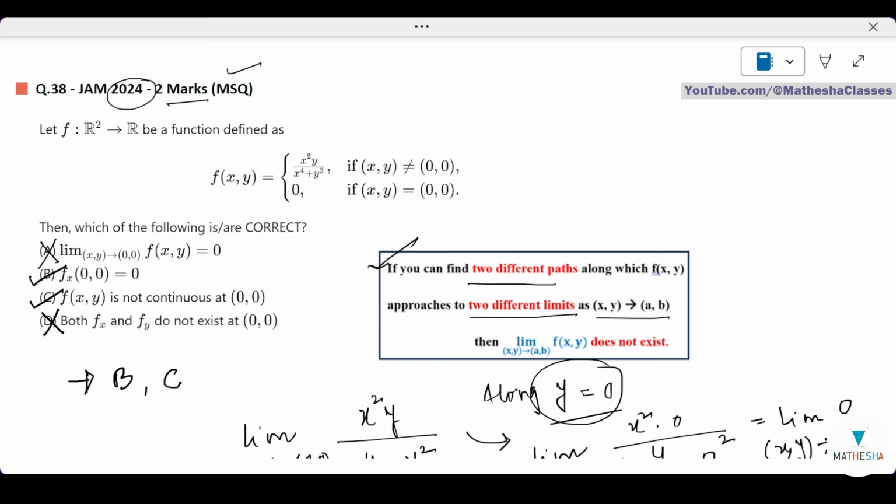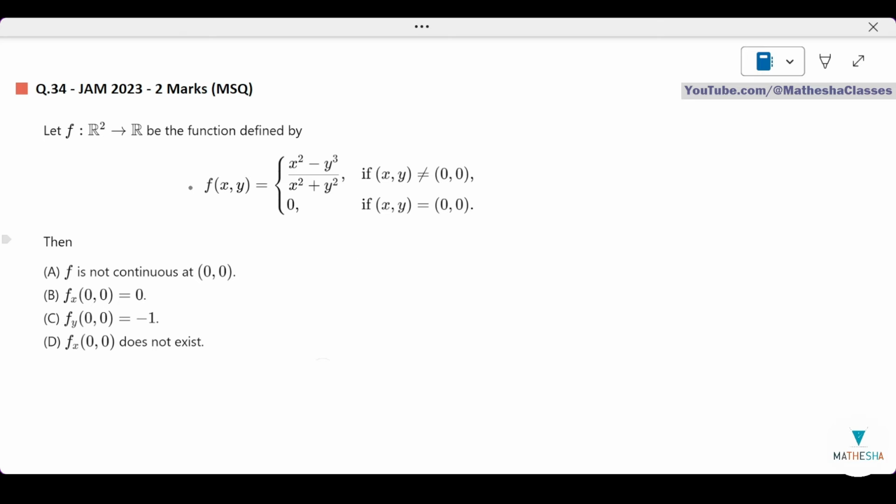Okay, so let us come to the next question. The next question is from 2023. It's a 2 marks question. Once again a multiple select question. So यहाँ पे भी एक से ज़्यादा ऑप्शन करेक्ट हो सकता है. तो यहाँ पे जो फंक्शन दिया गया है वो है f(x,y) is equal to x square minus y cube upon x square plus y square when (x,y) is not equal to (0, 0), and f(x,y) equal to 0 when (x,y) equal to (0, 0).